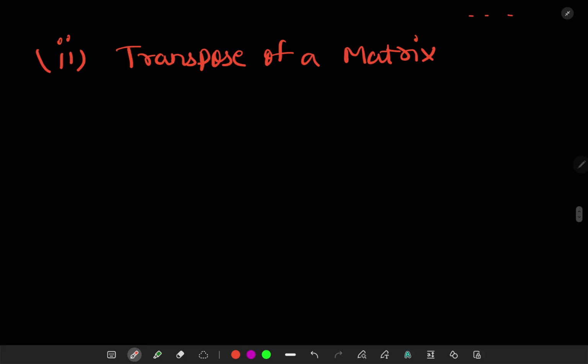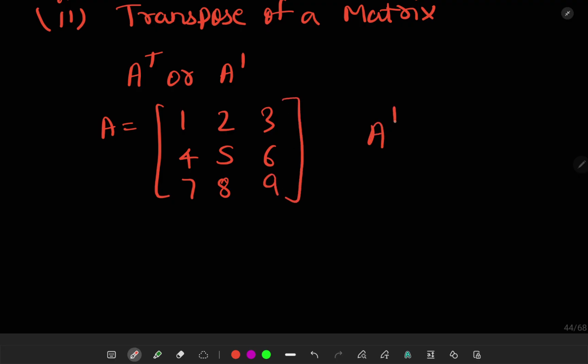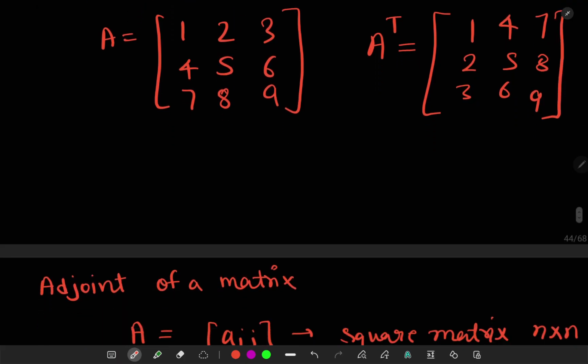Now, transpose of a matrix. Transpose of a matrix is denoted by these symbols. We can use any symbols for transpose of a matrix. For example, A transpose is equal to 1, 2, 3. Here this is the transpose of this matrix.